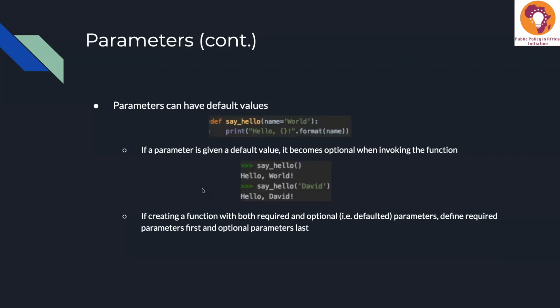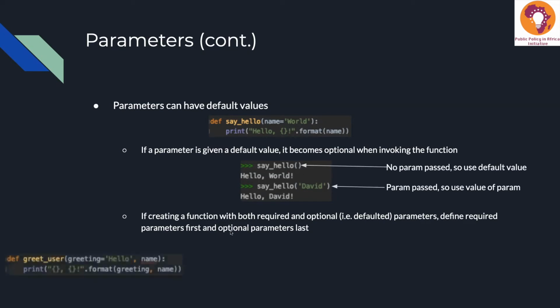If creating a function with both required and optional or defaulted parameters, you must define required parameters first and optional parameters last. So, no parameter passed, so it uses the default value; parameter passed, it uses the value of the parameter.